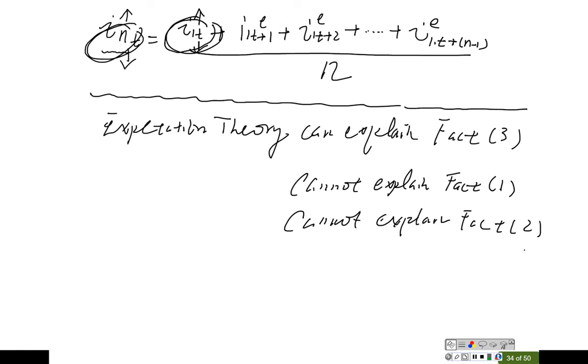So in order to explain the three facts, we have to base on the expectation theory, this equation. And from this equation, we can see it can only explain the fact 3, not fact 1 and 2.